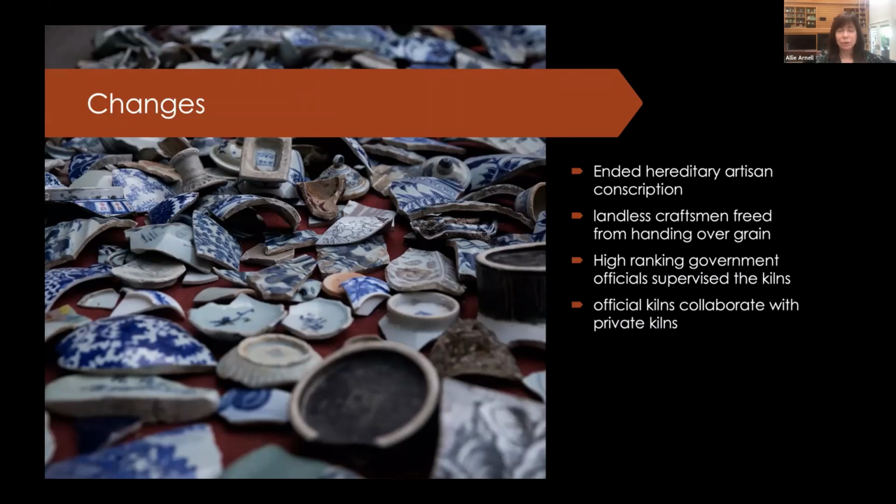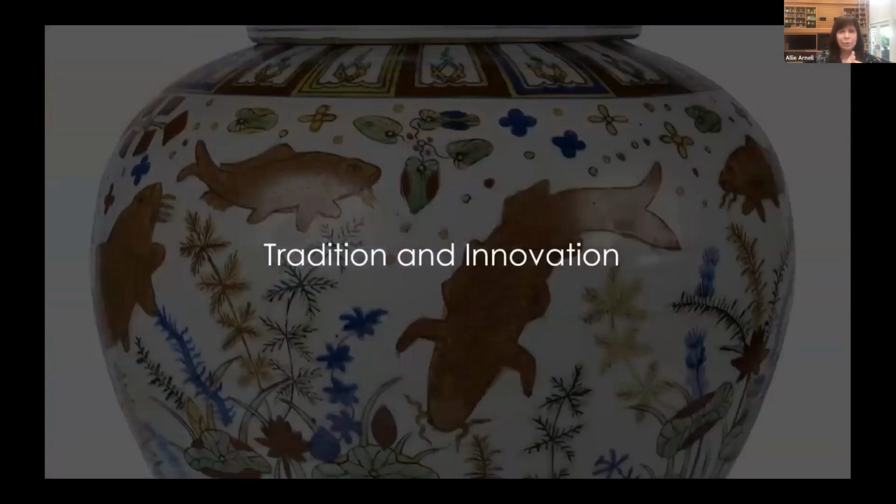For instance, if the official kilns have a large production order that they can't handle, they would have help from the private kilns. And what happens because of this is we see an elevation of the quality of the works generally during this time period. So one more thing before we look at art, and then I am going to be feeding your eyes, because really the more of these works of art you see, the more excited you will get, I'm sure, about this amazing moment in ceramic production.